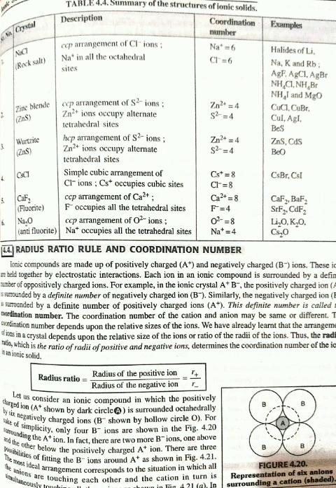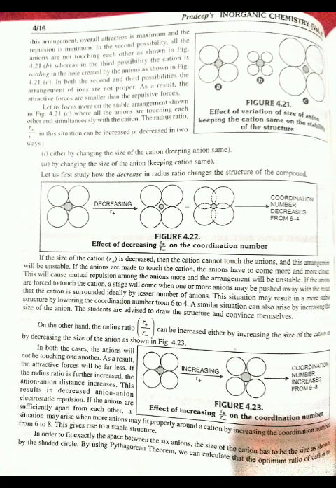The most ideal arrangement corresponds to the situation in which all the anions are touching each other and the cation in turn is simultaneously touching all the anions, as shown in figure 4.21. In this arrangement, overall attraction is maximum and the repulsion is minimum. In the second possibility, all the anions are not touching each other, whereas in the third possibility, the cation is rattling in the hole created by the anions. In both the second and third possibilities, the arrangement of ions is not proper. As a result, the attractive forces are smaller than the repulsive forces.